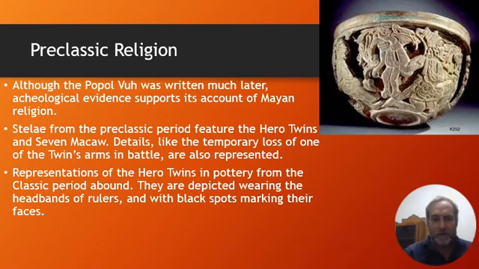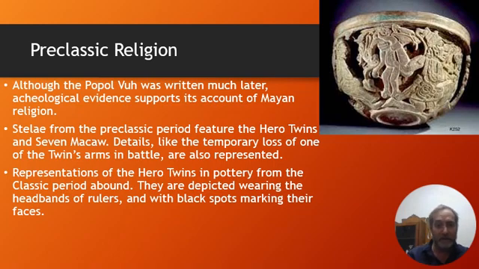So as I mentioned, the Popol Vuh was written much later, but the archaeological evidence we have supports it as a roughly correct account of the Mayan religion. So we do have a stele from the pre-classic period, which features the hero twins and Seven Macaw. We even have details that are mentioned in the Popol Vuh, like one of the twins losing an arm for a moment in one of the battles, and representations of that.